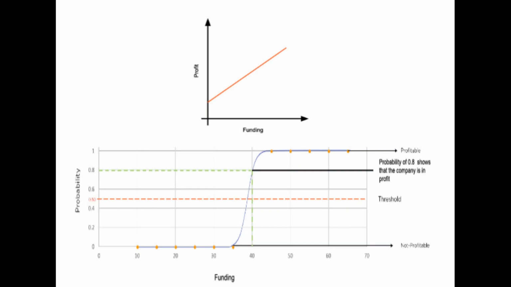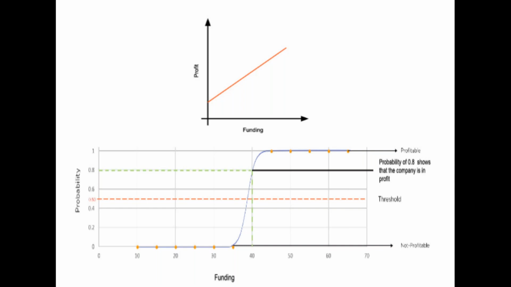Let's say that you have a startup company and you are trying to figure out whether the startup will be profitable or not. That's binary classification, with profitable or non-profitable as the two possible outcomes. So, let's use the initial funding as the independent variable. This graph shown here at the top, where the x-axis is funding and the y-axis is profit, shows linear regression.